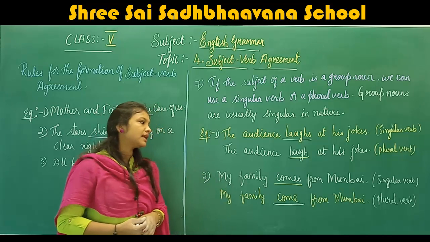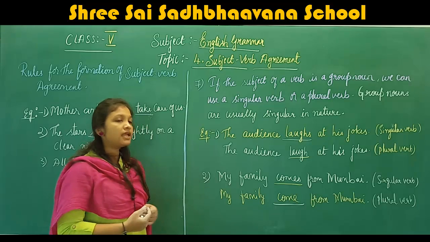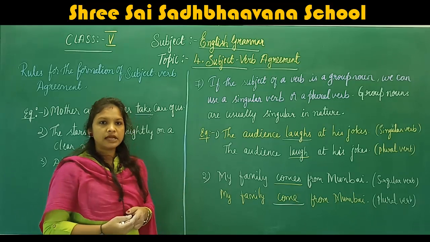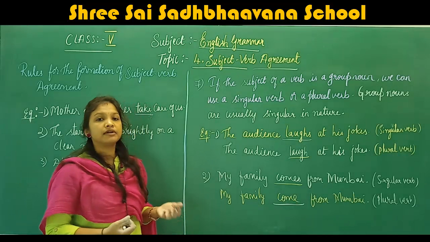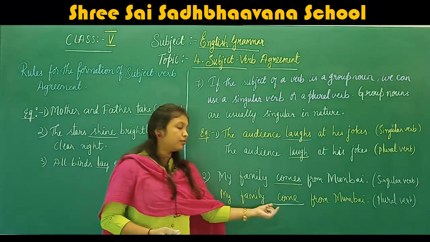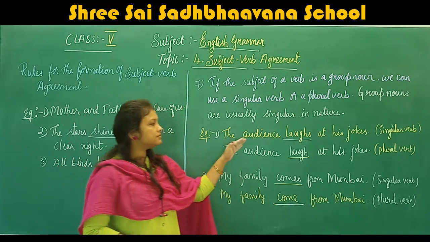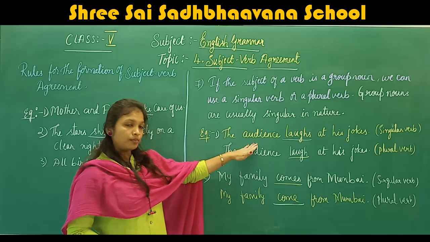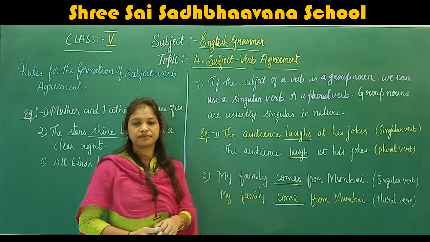Next, my family comes from Mumbai. Here family is a group noun and comes is a singular verb. Next, my family come from Mumbai. So here family is a group noun and here we have used the plural verb come. So the seventh point tells that if the subject of a verb is a group noun, then we can use a singular verb or plural verb.